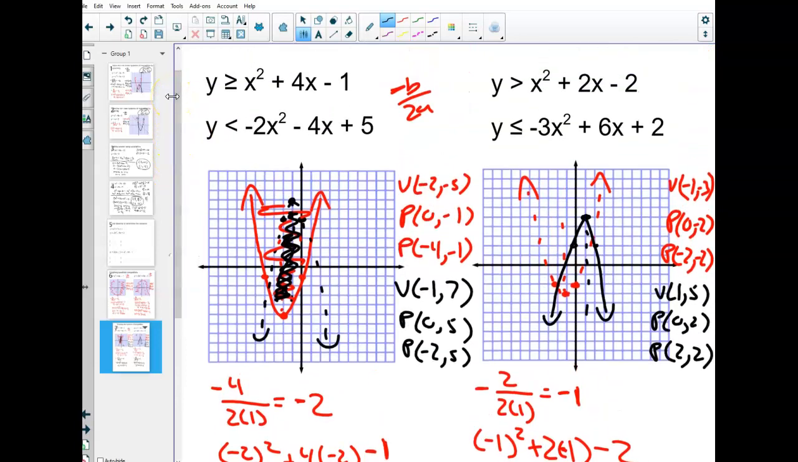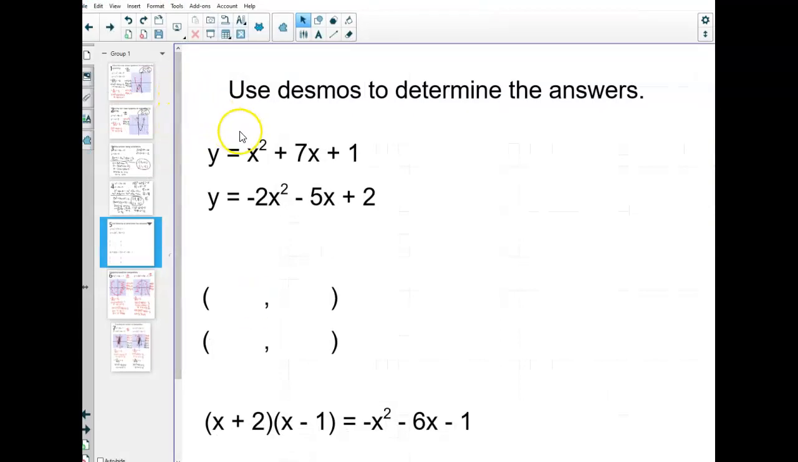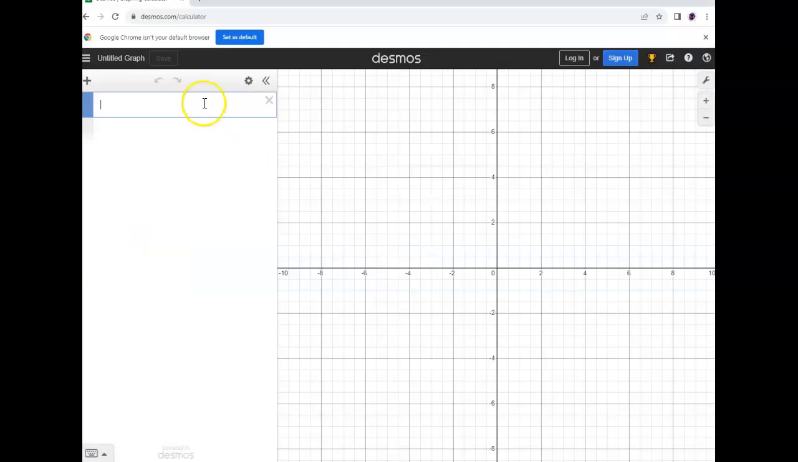Now in this graph, 0, 0 is inside of both graphs. 0 is greater than the negative 2. Therefore, we shade inside. 0 is less than 2. Therefore, we shade inside. It's this double shaded region. That's our answer. So on the problem where the instructions say use Desmos, you're literally going to type both equations into the Desmos calculator.